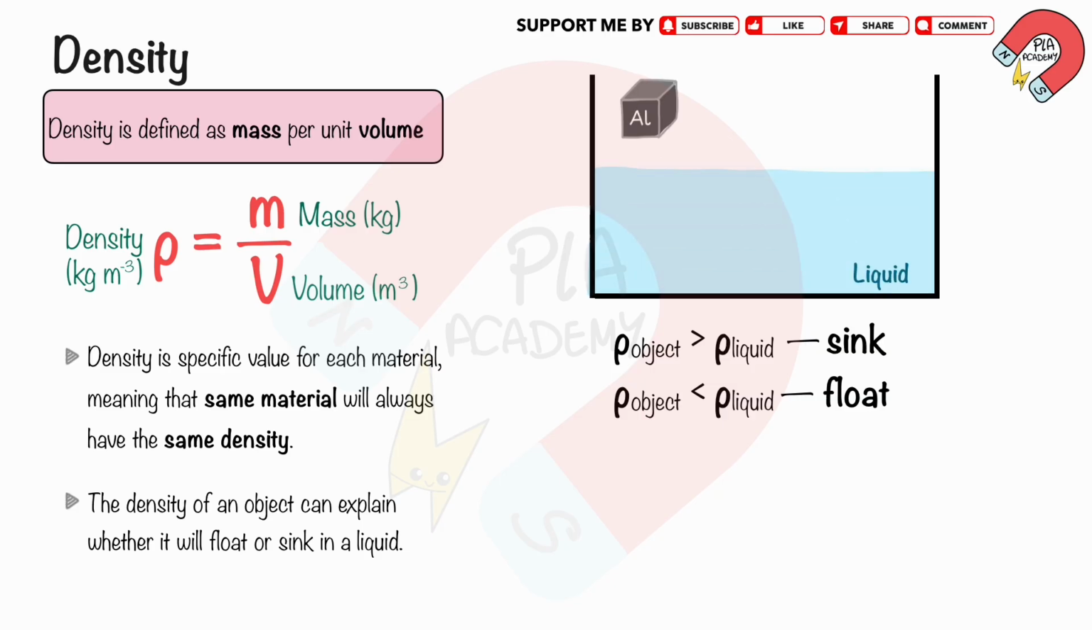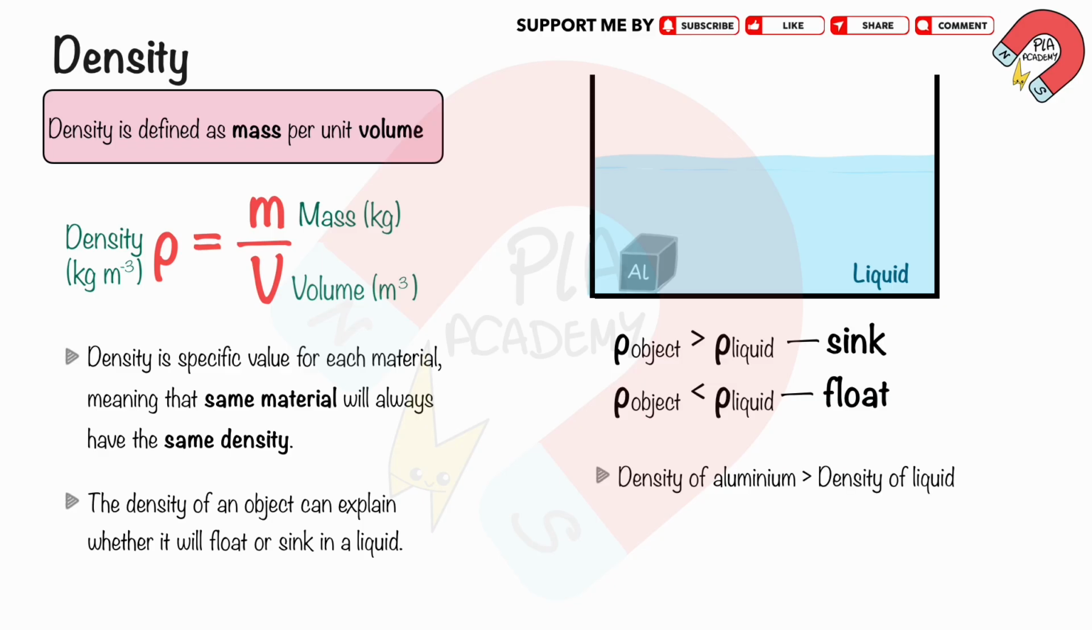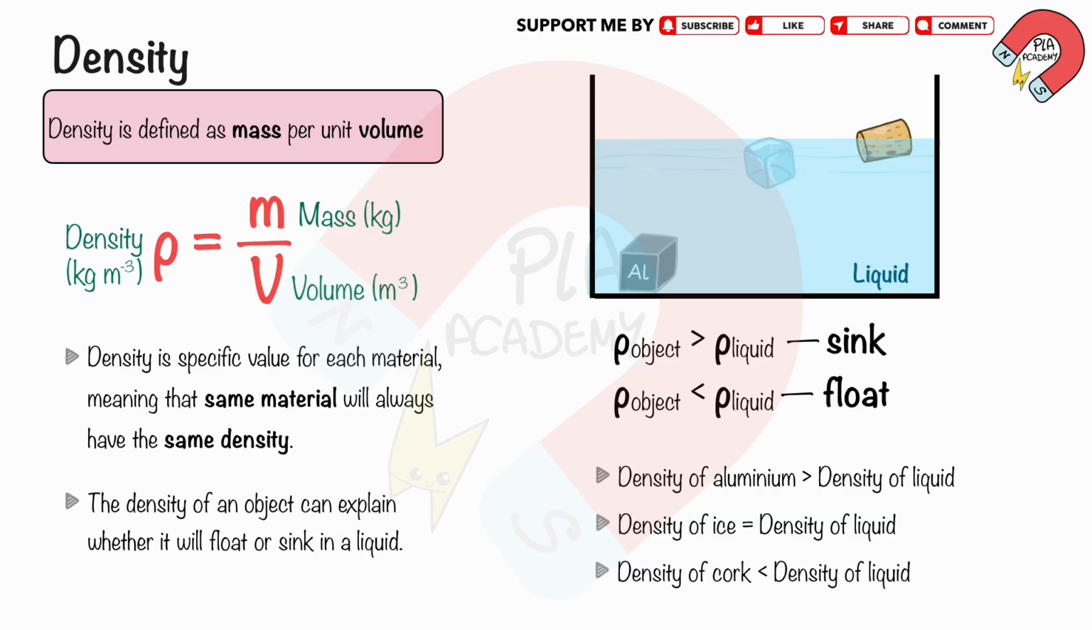For example, a block of aluminum will sink and settle to the bottom of a liquid. This shows that its density is more than the liquid. A block of ice will float at the surface of the liquid, but will be totally submerged. This shows that its density is equal to the liquid. A block of cork will float at the surface of a liquid, with some of it submerged. This shows that its density is less than the liquid.